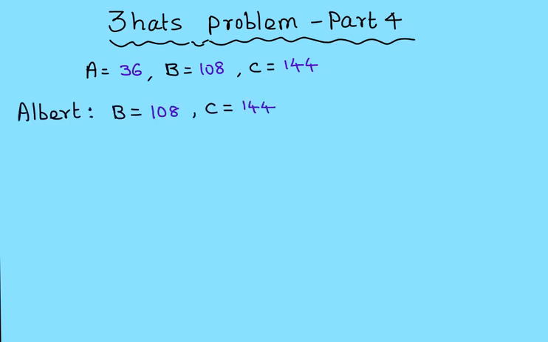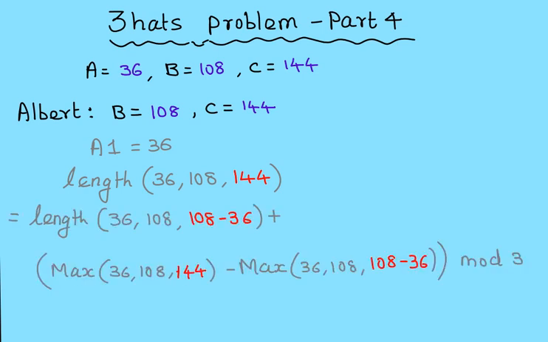Let us consider one of the solutions to our original problem, A equal to 36, B equal to 108 and C equal to 144. Albert sees B equal to 108 and C equal to 144. He calculates A1 equal to the absolute value of B minus C, that is 144 minus 108, which is 36. So he calculates length of A1 B C, that is length of 36, 108, 144. Note that the largest number is 144, so we have to replace that with the difference of the other two. Applying that recursive formula, we get this.